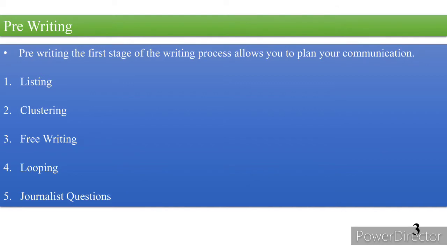So first you have the listing process. You list all the things, then you cluster it, and the third one is free writing. As the name suggests, free writing is a process of generating a lot of information by writing non-stop for a predetermined amount of time.